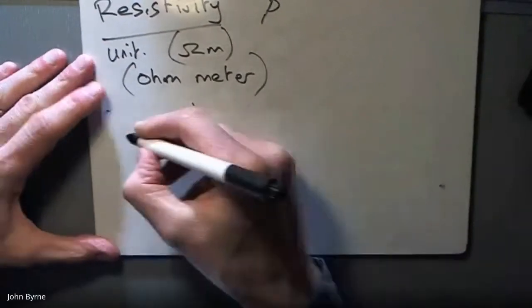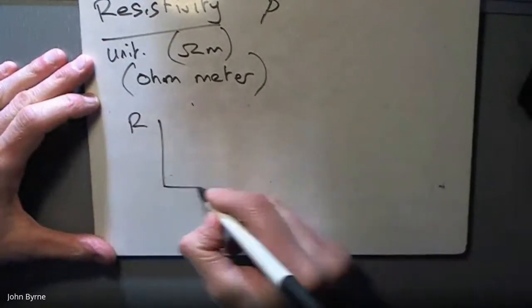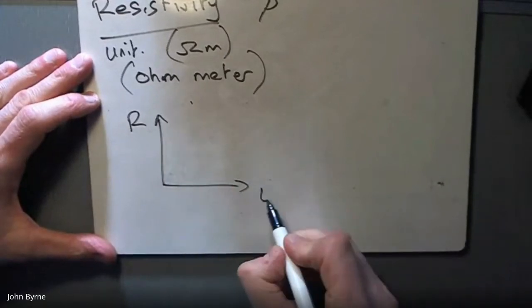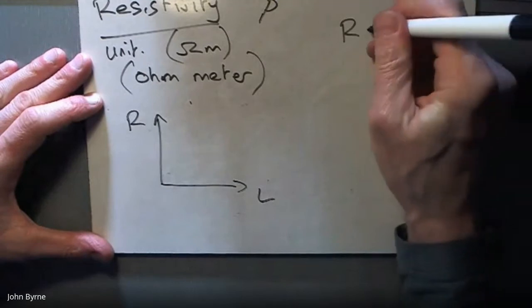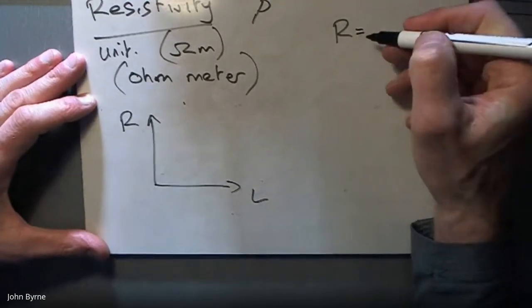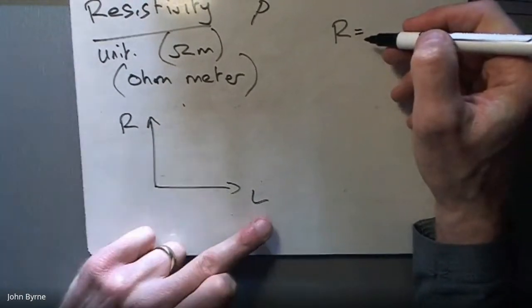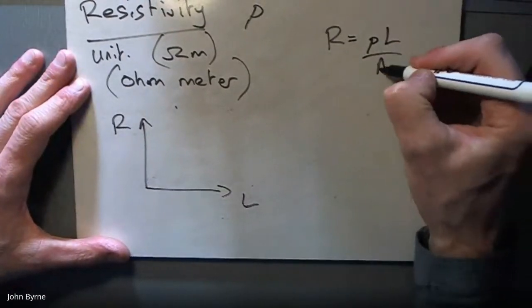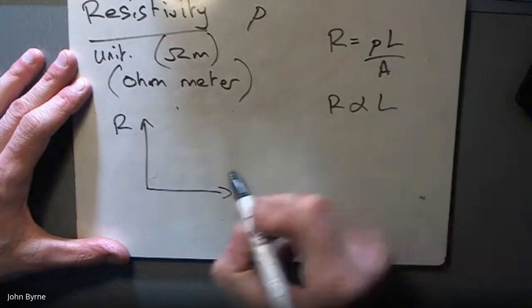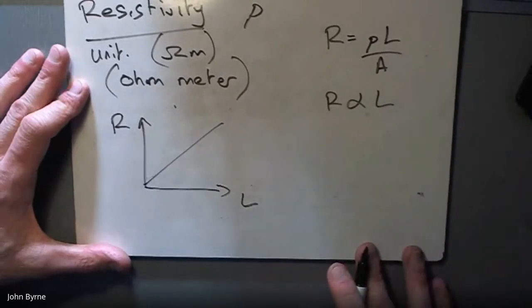How might that look on a graph? Well, you could draw a couple of graphs, to be honest. If we're looking at resistance and length, if we go back to our formula, then remember resistivity isn't affected by length, it's only the resistance. So for a fixed resistivity, R is proportional to L, so it looked like that.